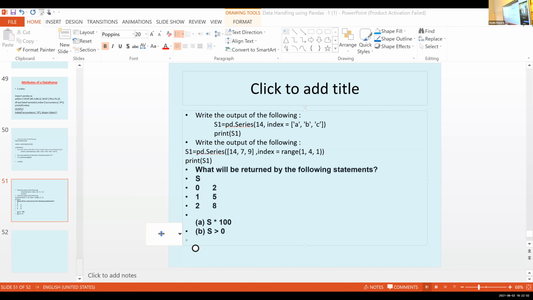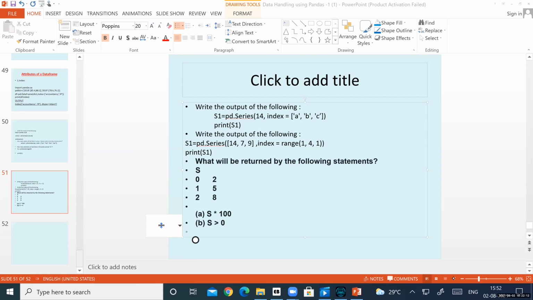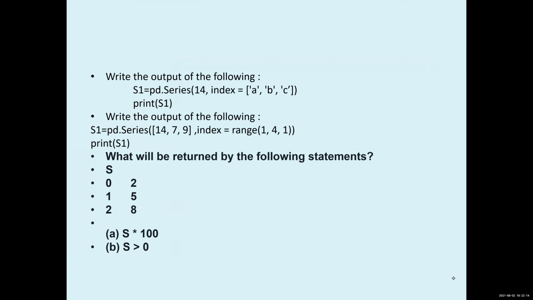Okay. Write the first question, that is, write the output of the following. Is it completed? Meghna? No, ma'am. Okay. Write the first question. Write the output of the following. S1 is equal to PD dot series 14 comma index is equal to ABC. Print S1.